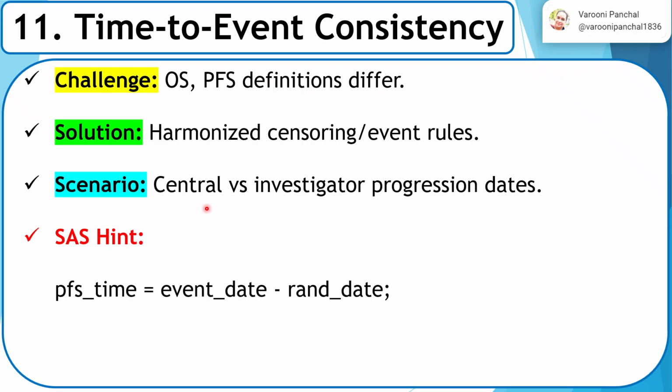The scenario here is your central and investigator progression dates, and you can use PFS time equal to event date minus randomized date. These kinds of situations you'll come across in time to event consistency. For the censoring, the definition of time to event and time to non-event, how we are censoring to 0 and 1, those values need to be harmonized. If it is not done properly in some of the studies, you might need to use conversions or conditional statements so that you can reflect it in your ISS and ISE studies.